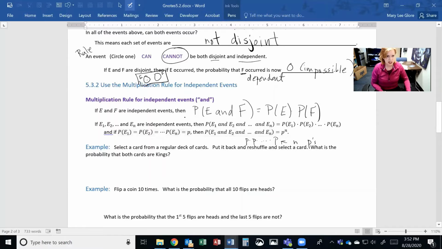Which we don't do. All right, select a card from a regular deck of cards and we're going to put it back in and shuffle. These are independent. So I'm doing the first one. I pull out a card, it's an ace. I stick it back in, shuffle again, pull out a second card. So I got 2 cards. What is the probability that both cards are kings?